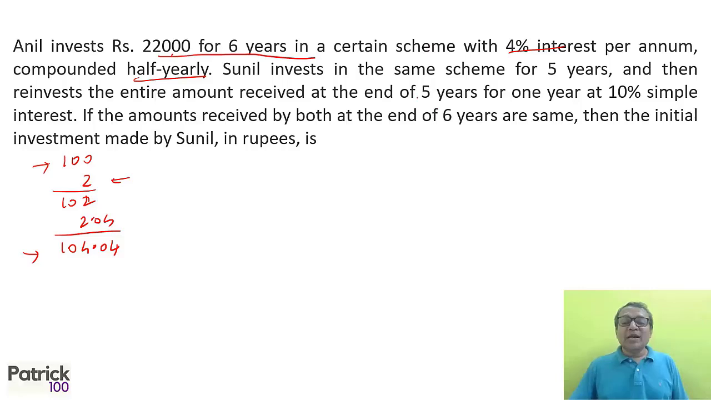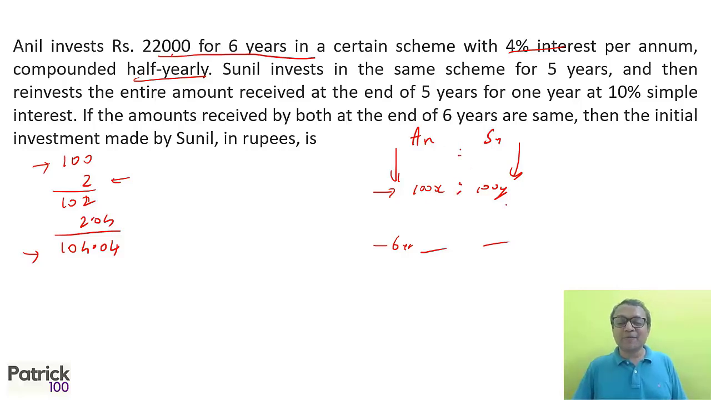Now understand in these two cases, Anil and Sunil, after 6 years the value will remain the same, technically. I'll come back to the value. Let's say after 5 years they're investing 100x and 100y, because in 5 years the amount of interest that they get will remain the same, because both have invested in the same scheme. So the ratio will remain the same. Let's say 100x, 100y. So I have to only look at the last year, the 6th year.